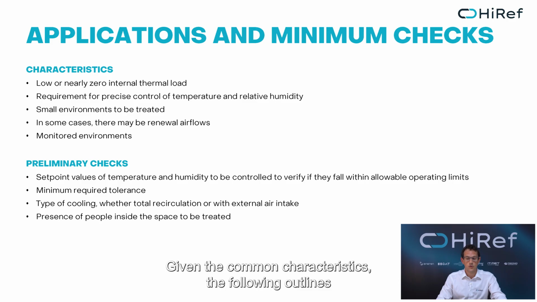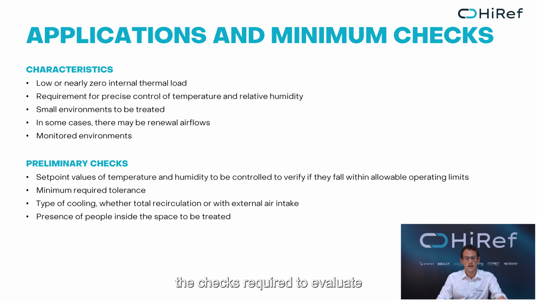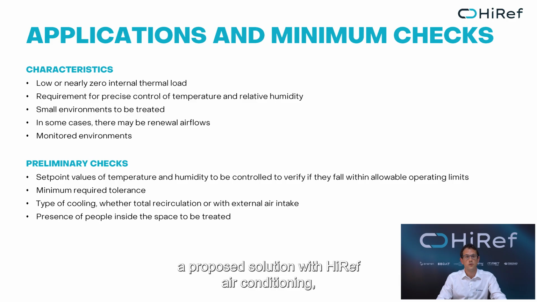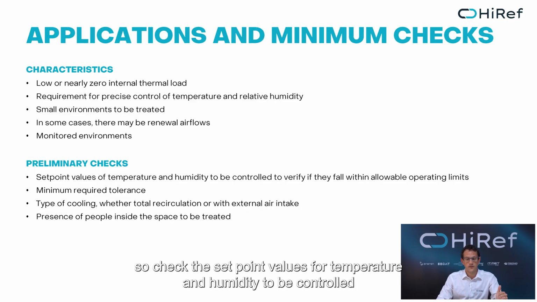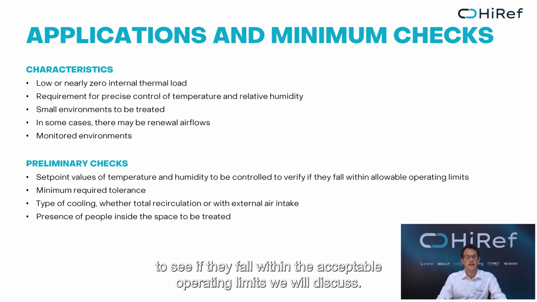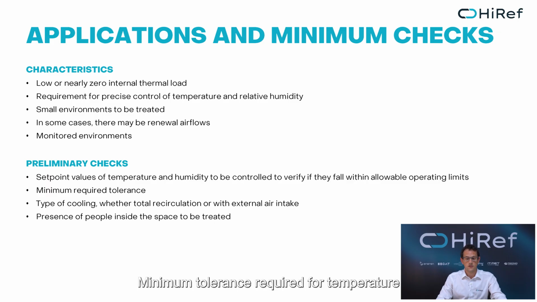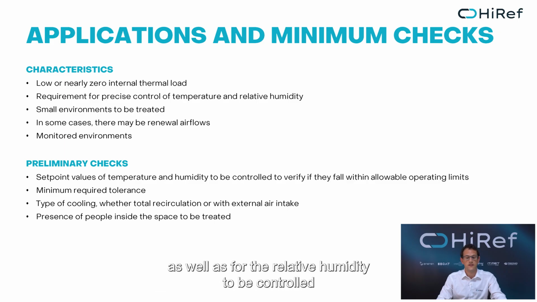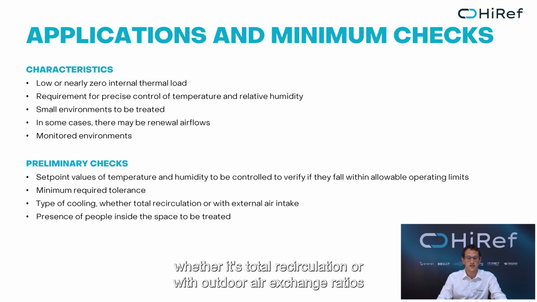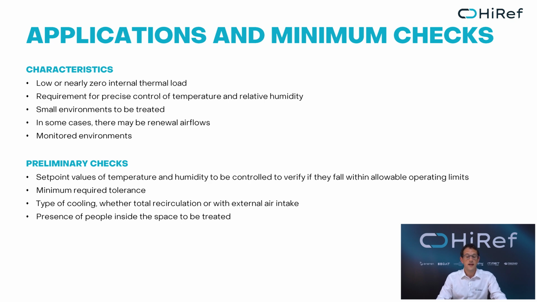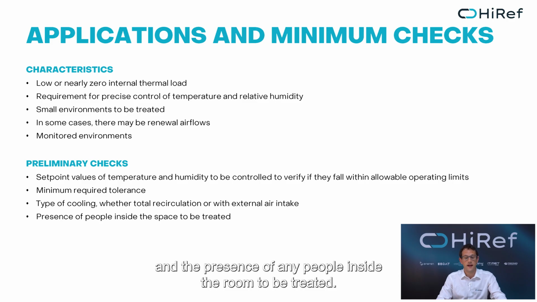Given the common characteristics, the following outlines the checks required to evaluate a proposed solution with HiRef air conditioning. So check the set point values for temperature and humidity to be controlled to see if they fall within the acceptable operating limits we will discuss. Check the minimum tolerance required for temperature as well as for the relative humidity to be controlled. And also, last but not least, check the type of cooling, whether it's total recirculation or with outdoor air exchange, and the presence of any people inside the room to be treated.